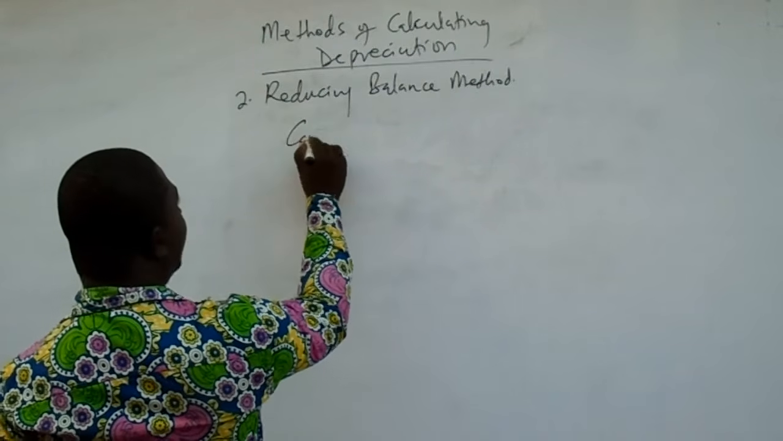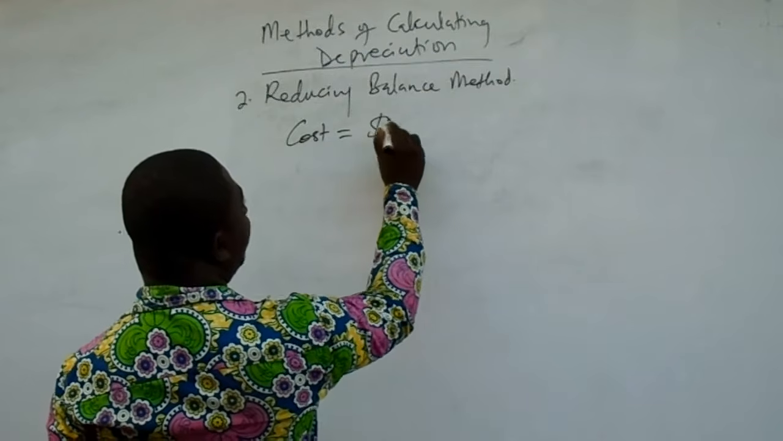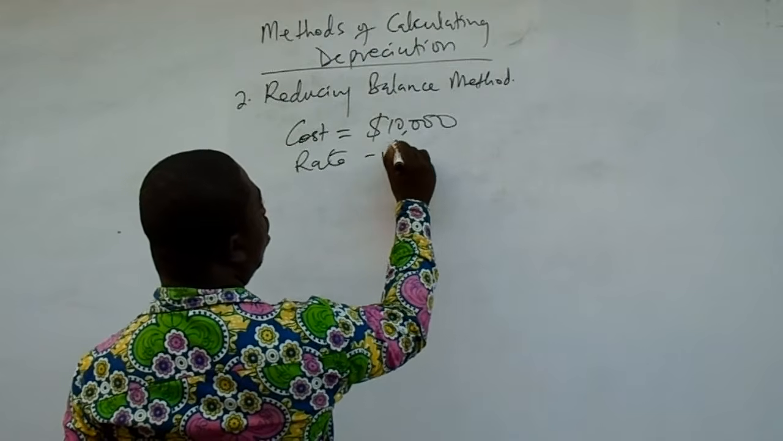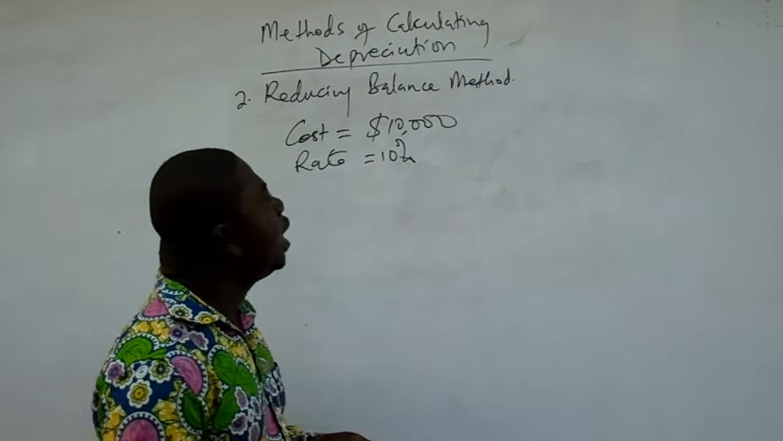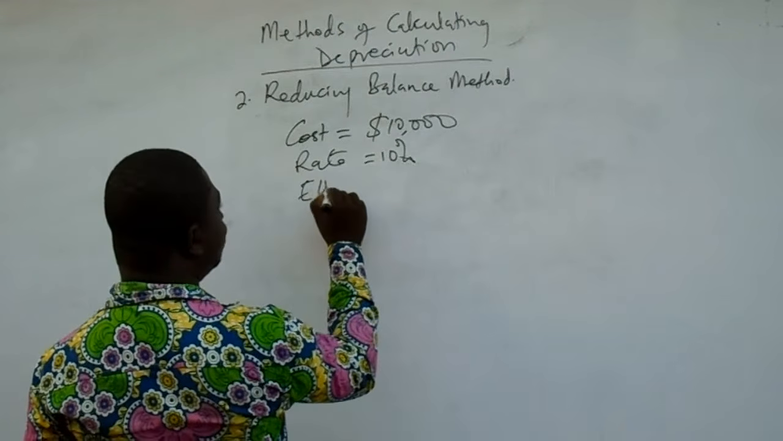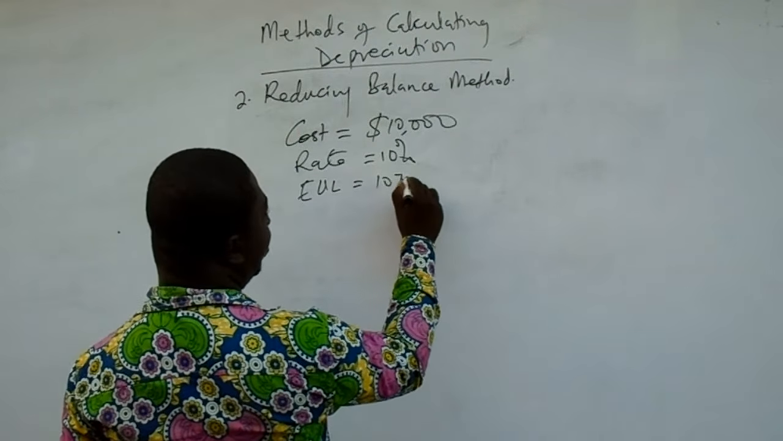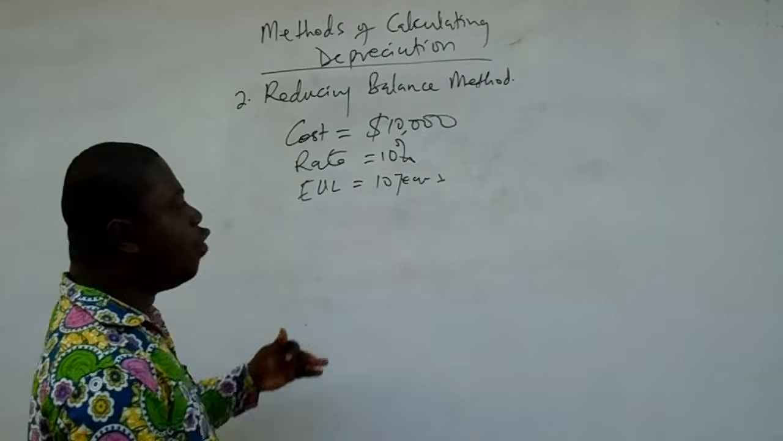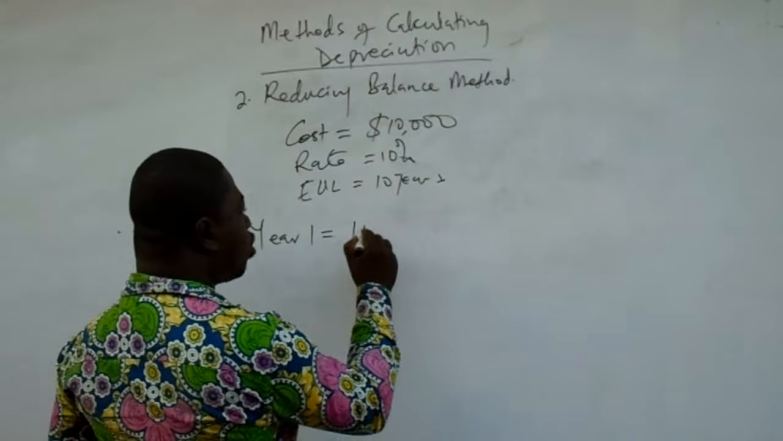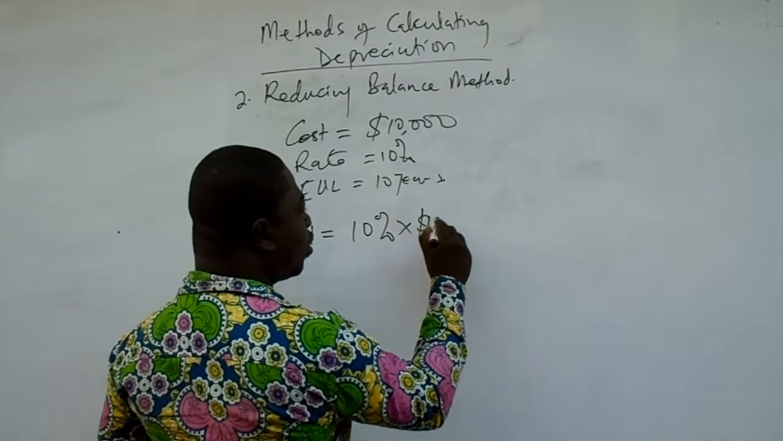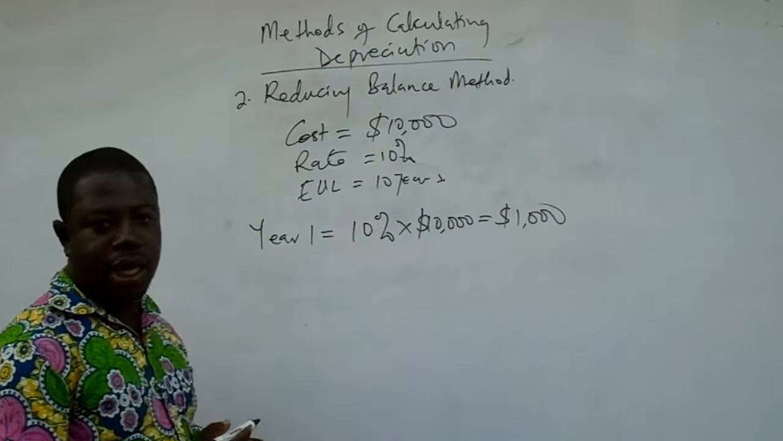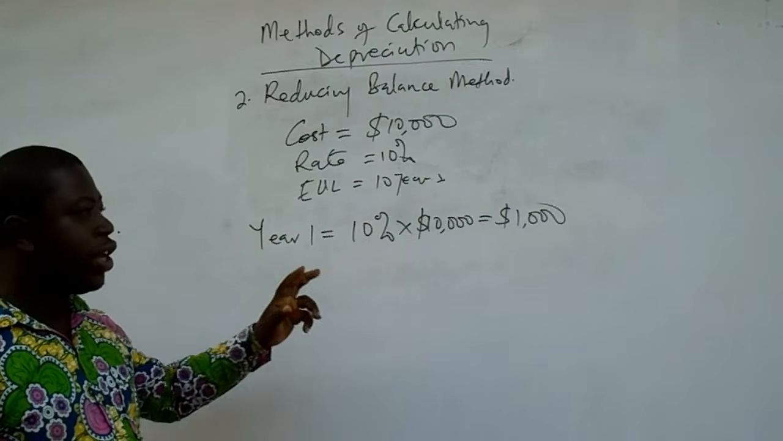And so using the same example, let's assume that the cost of the asset is 10,000 with the same depreciation rate of 10%. And then we are going by the reducing balance method, and our estimated useful life is 10 years, looking at the rate. Okay, so if you want to calculate depreciation for the first year, year one, we are going to apply the 10% on the $10,000, which is going to give us $1,000 as the depreciation charge for year one.